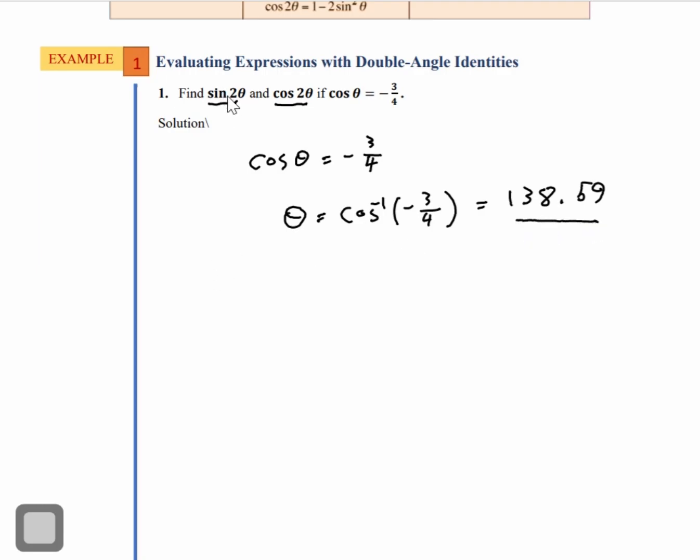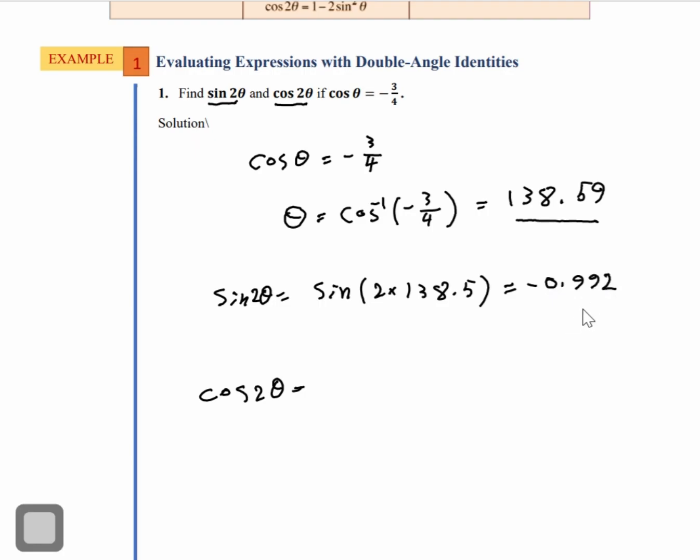The question asks for sine 2 theta and cosine 2 theta. For sine 2 theta, we just substitute this value of theta here. So it will be sine of 2 multiplied by 138.59. Do it by a calculator, which equals negative 0.99.